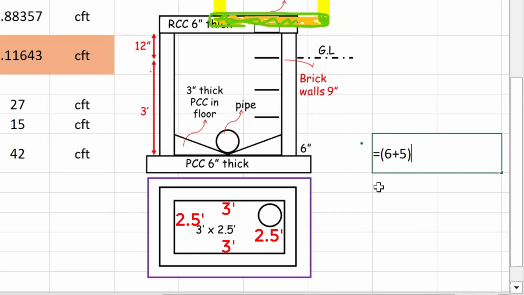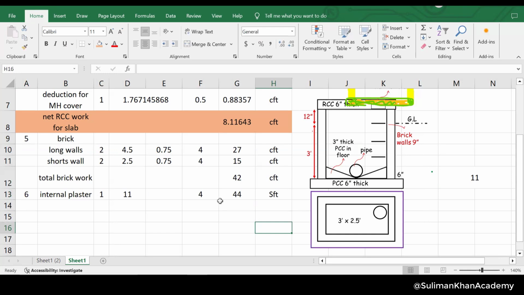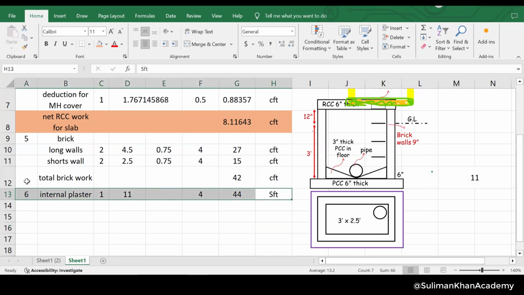So this is the perimeter, which is 11, and we will multiply this with the height, which is 4, okay? So what we get is 4 times 11 times 1. This is 44 square feet, SFT, because we determine the plaster work in SFT, or maybe in square meter or square yard, because this is determined in terms of area.